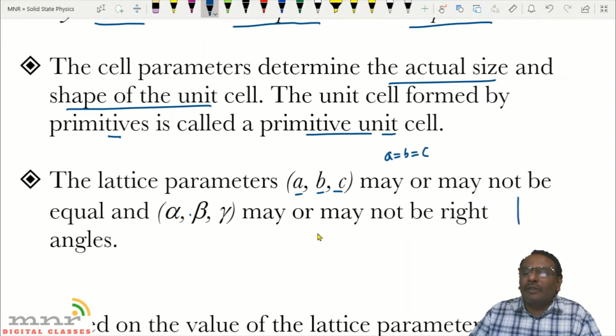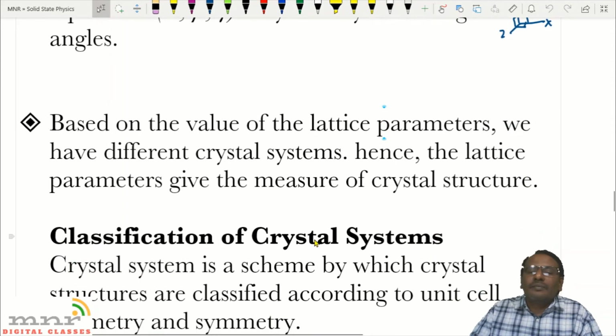Even though we represent x-axis, y-axis, z-axis, they are not the conventional coordinate axes where all three angles are 90 degrees. Here, alpha, beta, gamma represent the angles between the faces, which are not mutually perpendicular. In some cases, they may be at right angles, not in all cases. Based on the values of the lattice parameters, we have different crystal systems. Hence, lattice parameters give us the measure of crystal structure.